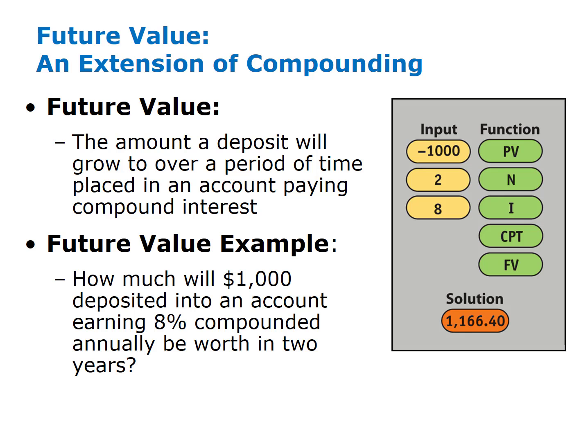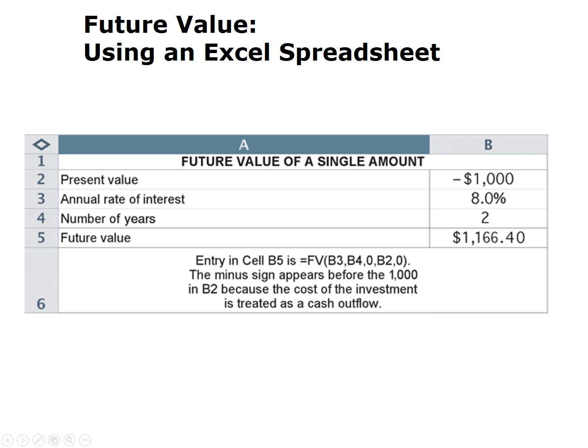In this example, you deposit $1,000 in an account paying 8% for 2 years. N is 2, I/Y is 8, present value is a negative $1,000. Remember, it's an outflow from you. Payment is 0. You aren't adding any dollars to the account over the 2 years. Compute future value to find the future value. In Excel, you'd use the FV function and arrive at the same answer.